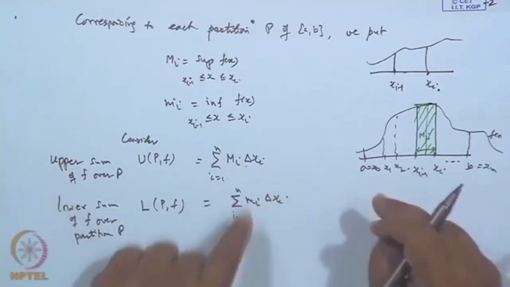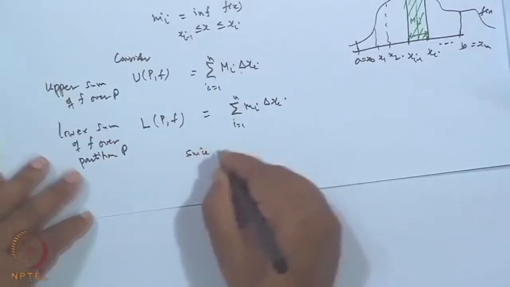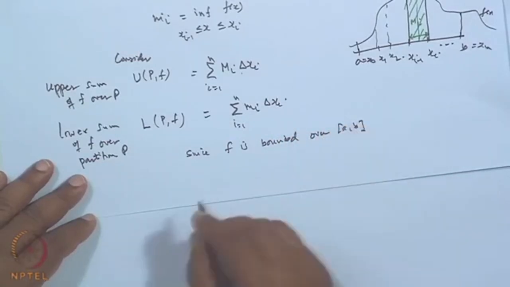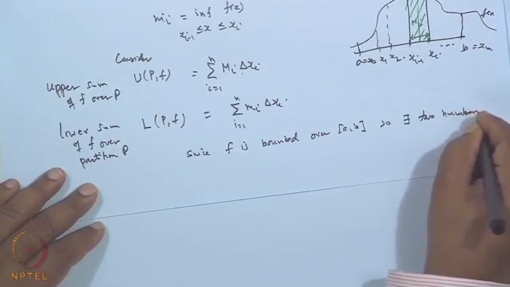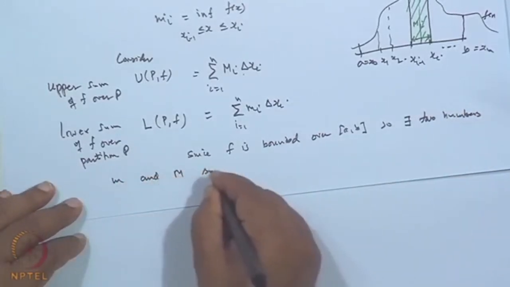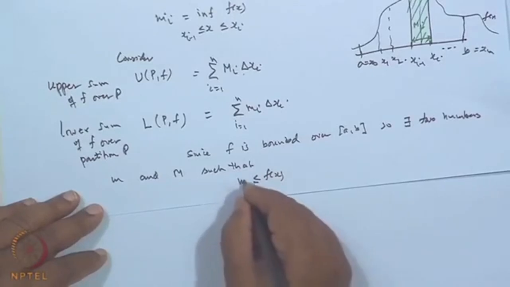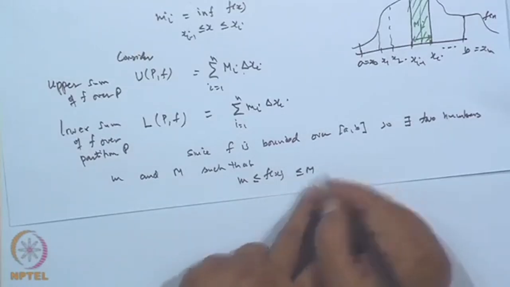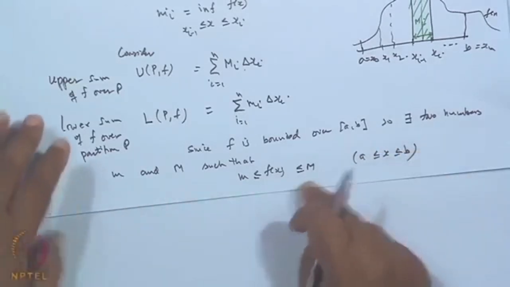But what is this? This upper sum and lower sum will always be bounded, since the function f is bounded over the interval [a, b]. So, there exist two numbers, small m and capital M, such that the value of the function f(x) will always fall between these two, because f is bounded. Bounded means it will have a least number and a largest number. So, m and capital M hold for all x lying between a and b. This is true, is it not?